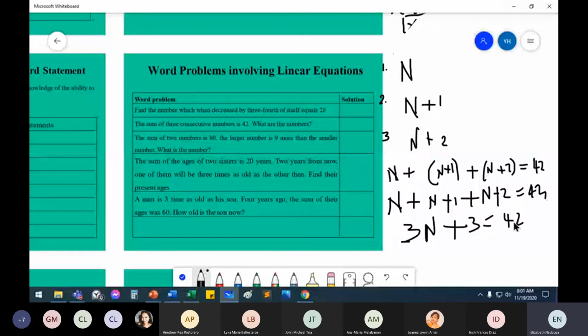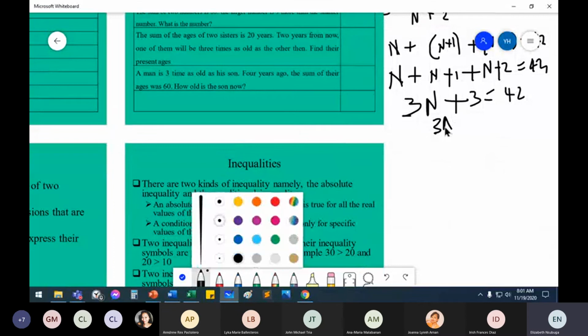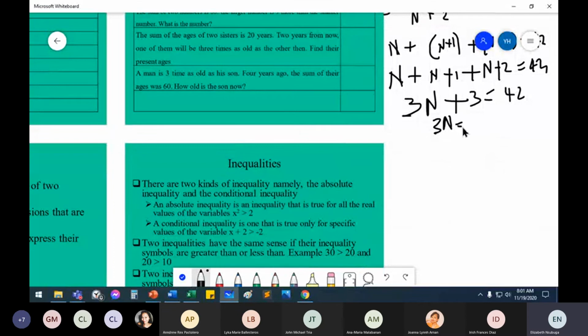Okay, we transpose the constants which we can remove. Let's remove it, put it on one side. So let's remove the 3 so that we leave n alone here. So we have 3n. What am I doing? I'm removing the 3. How will I remove the 3? By the subtraction property. Minus 3, this will be 42 minus 3, which gives you 39.